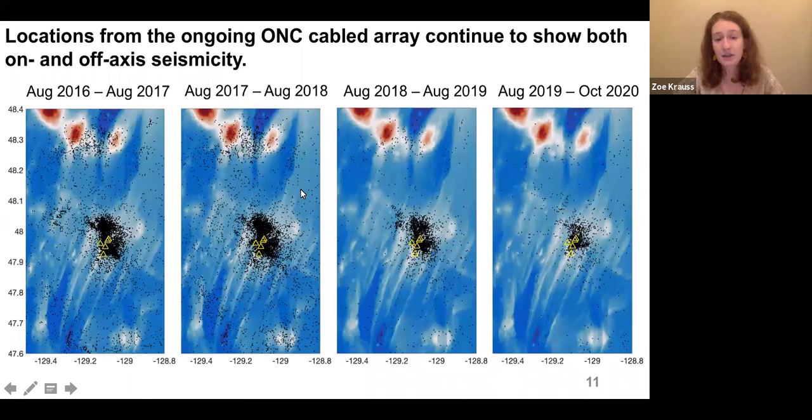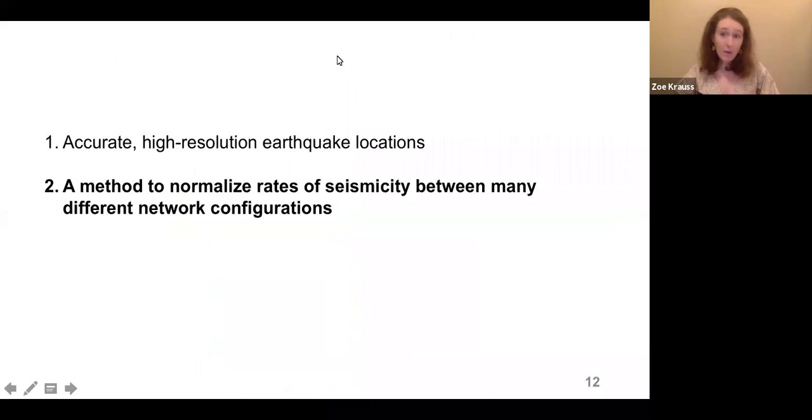So if we look at the past 4 years of observations from the Ocean Networks Canada cabled array, we continue to see, of course, a lot of activity in the vent fields, but also a lot of activity on the eastern and western flanks, and associated with these propagating tips coming down through here and also coming up through here. All right, so we are getting all those earthquake locations. But how are we going to normalize those rates throughout time and account for different network configurations?